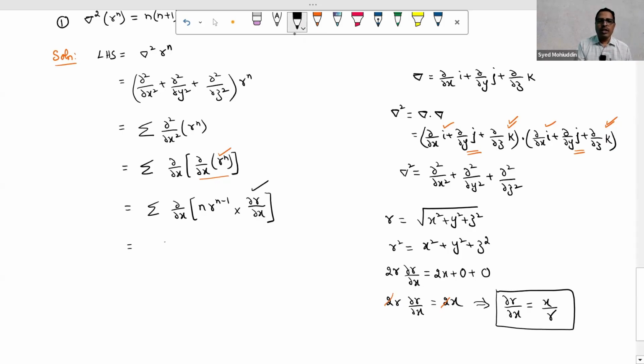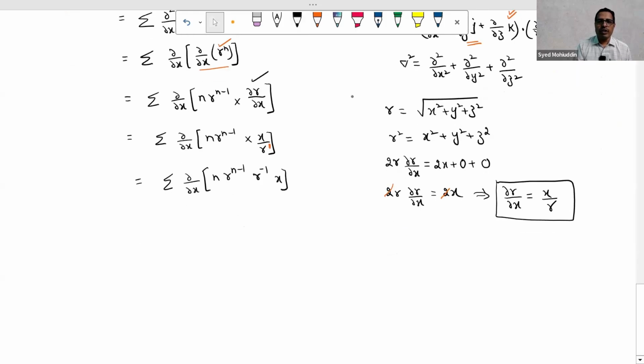So therefore, we get summation of ∂/∂x of n r^(n-1) into x/r. Or further, if you try to simplify this one, it is summation of ∂/∂x of n r^(n-1) as it is. Now this r which is there in the denominator represents r to the power of 1. If I take r^1 from the denominator to the numerator, it becomes r^(-1) into this x as it is.